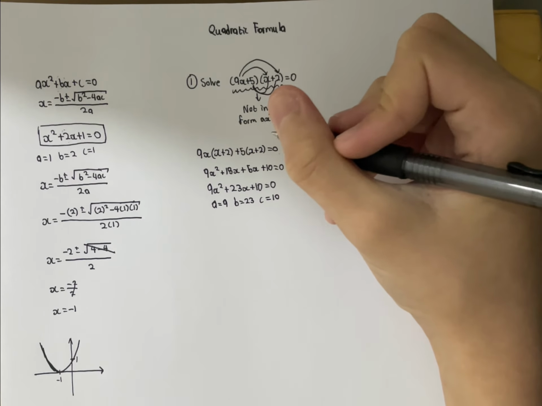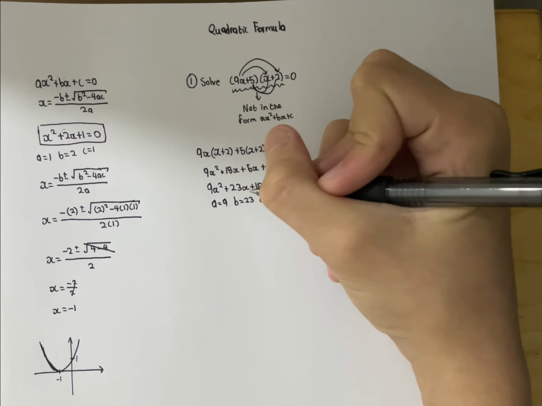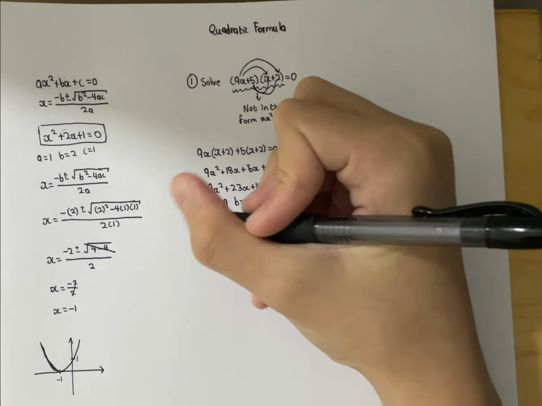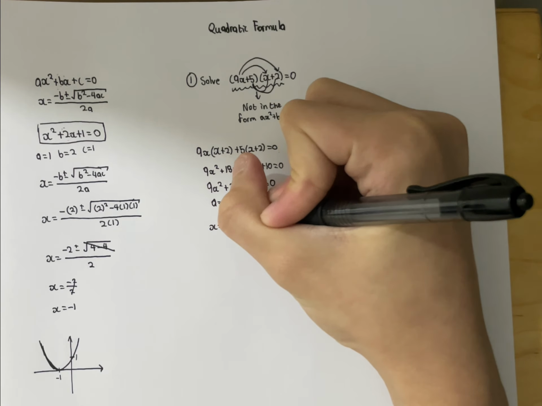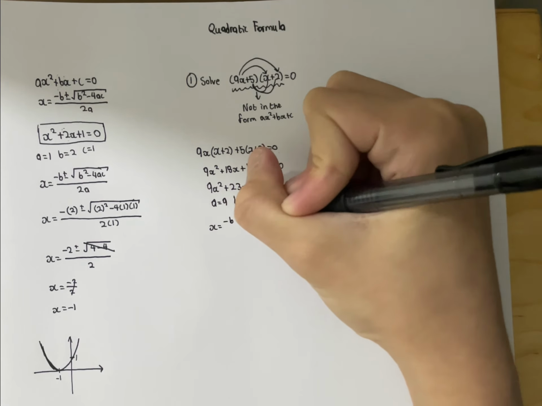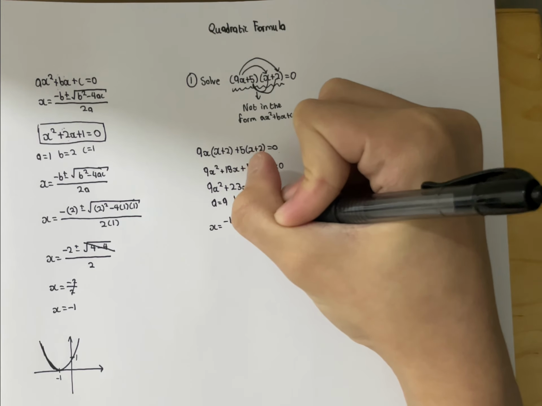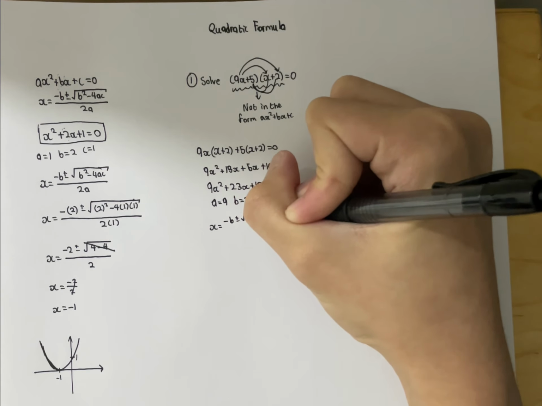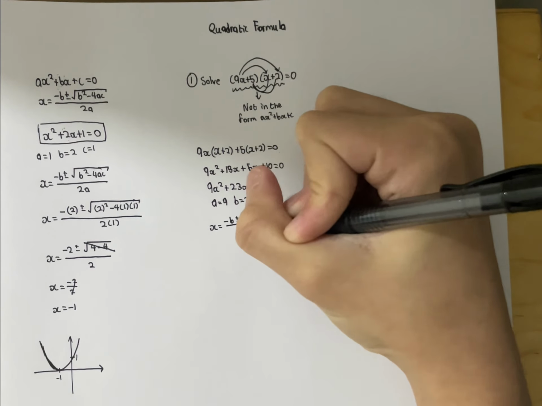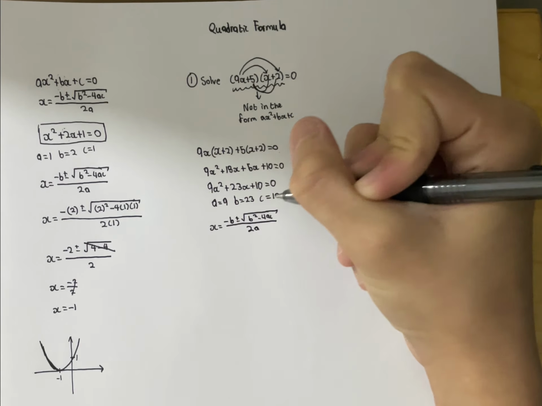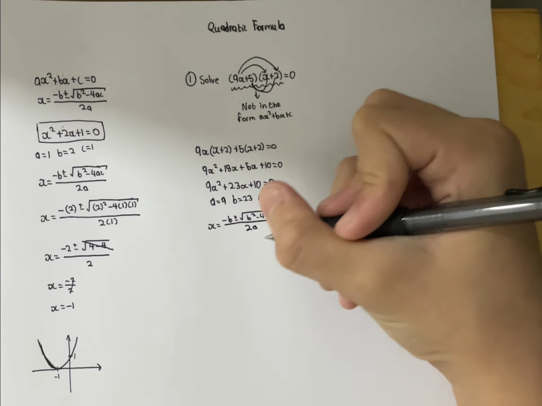So let's rewrite this formula again. x equals negative b plus minus the square root of b squared minus 4ac over 2a. Okay, right? We're good.